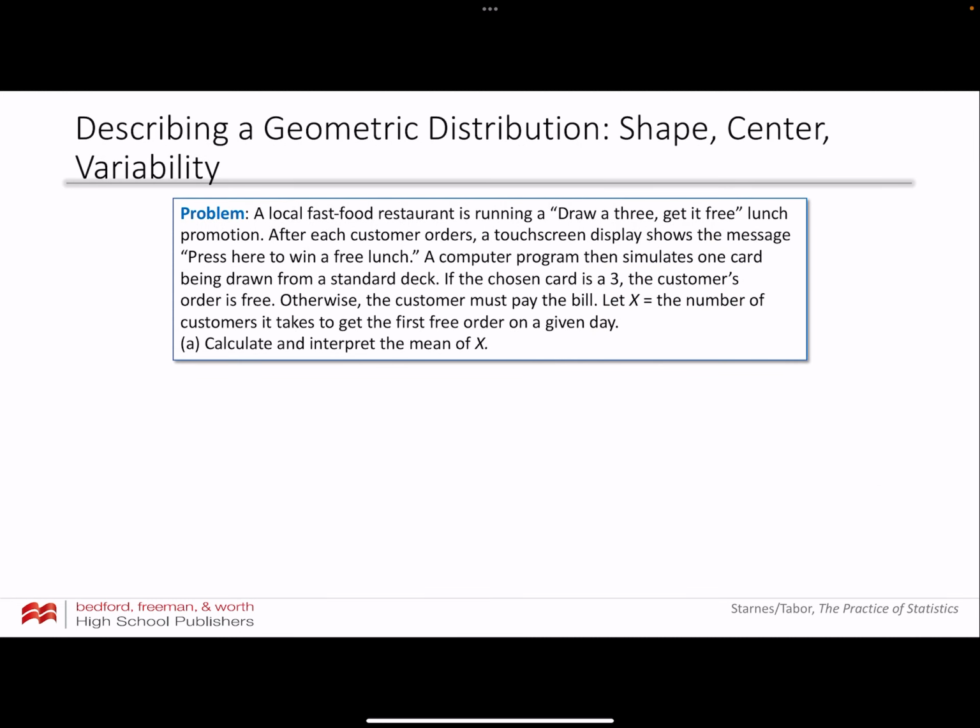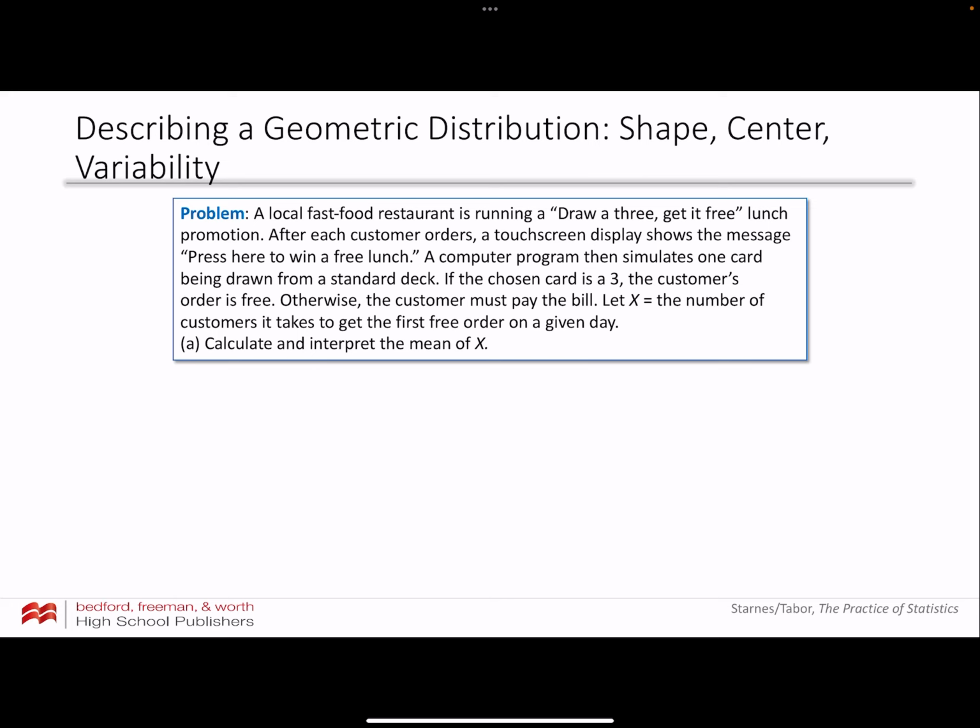All right, here's another example problem. A local fast food restaurant is running a draw a 3, get a free lunch promotion. After each customer orders, a touchscreen display shows the message, press here to win a free lunch. A computer program then simulates one card being drawn from a standard deck. If the chosen card is a 3, the customer's order is free. Otherwise, the customer has to pay the bill. So X is the number of customers it takes to get the first free order on a given day.